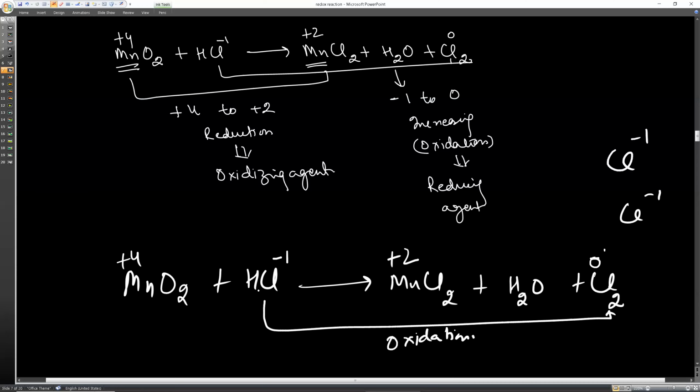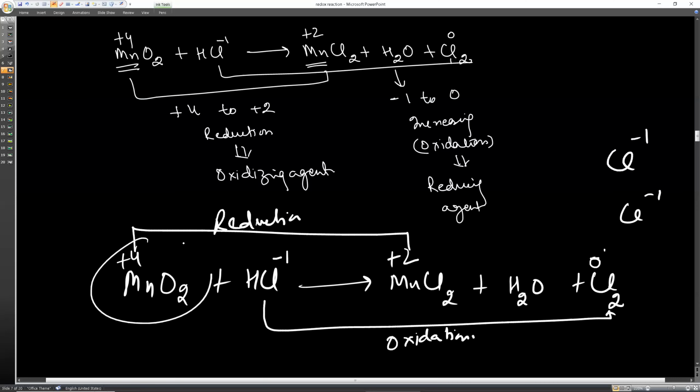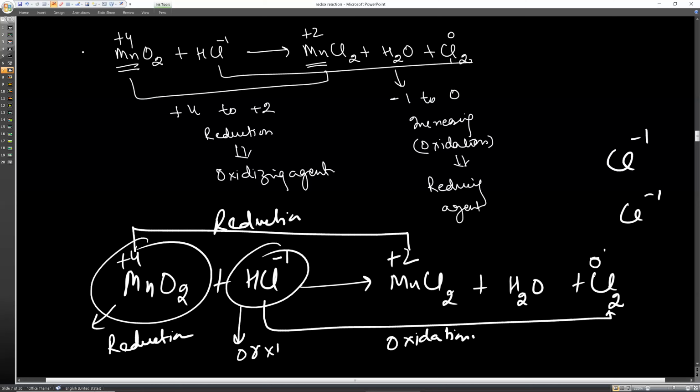And from +4 to +2, it is reduction. You can simply say that removal of oxygen is reduction. The oxygen is being removed, so it is reduction. And here hydrogen is being removed from the chlorine, so it is oxidation.